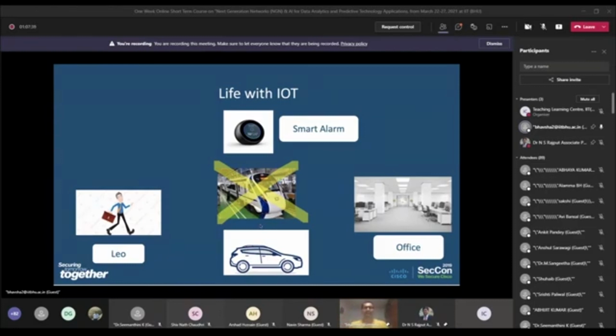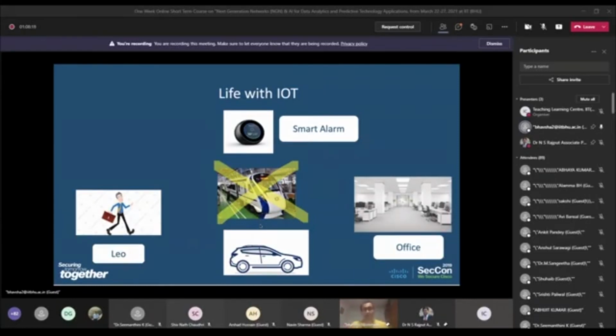Now, let's consider an example. Nowadays, you have smart refrigerators where you can control the operation of your refrigerator with just a click on your phone. Now, how do you do that? Again, you need to install an application, which is nothing but a controller, which is going to control that device. How the application speaks to that device is something we are going to cover in the next slides.